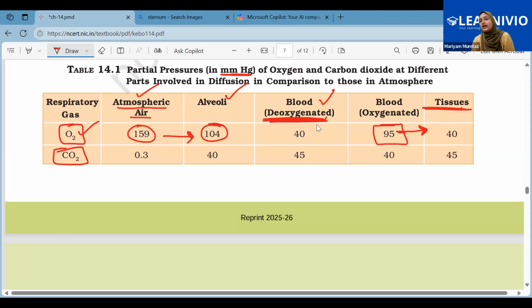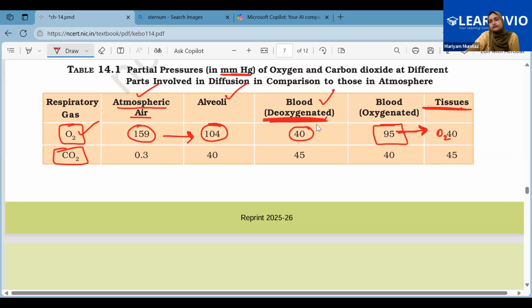Now in the tissues where the oxygen is needed, it will be less, it will be 40, and the oxygenated blood will have more so that it can give the oxygen to the tissues. And the deoxygenated blood will have a lesser partial pressure of oxygen. Clear? There's no connection between them. They are just stating that this area has this much partial pressure in comparison to the other area.